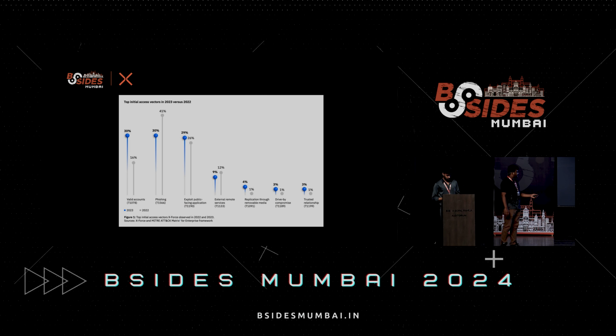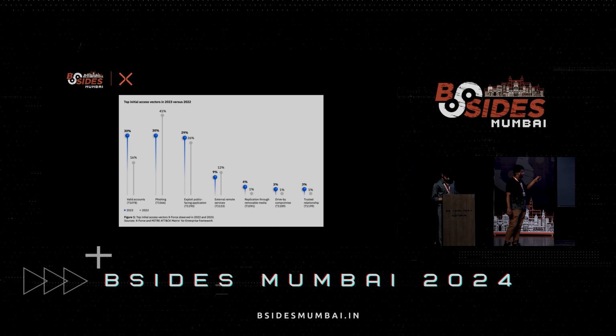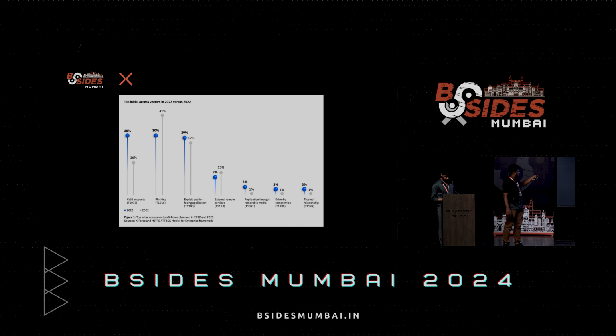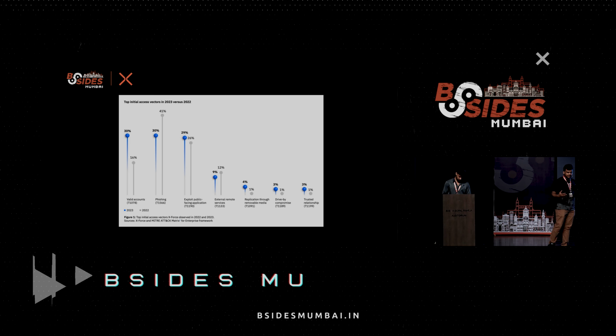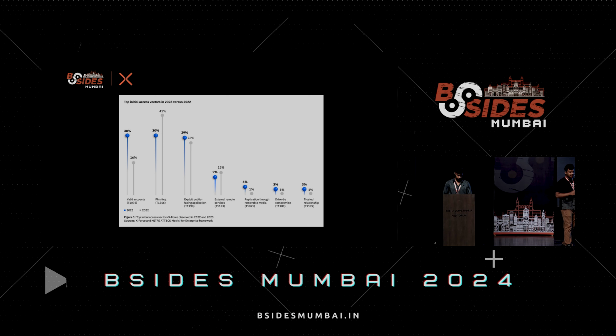This is one more screenshot from the same IBM report. Here you can see that from last year, which was at 16%, it has risen by 14% this year, which is basically usage of valid accounts. For a cyber criminal activity to be done, they need initial access, right?